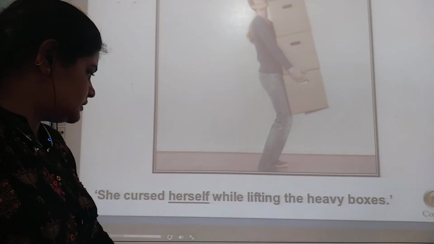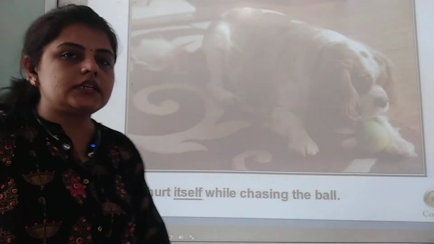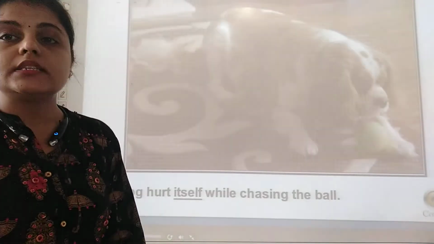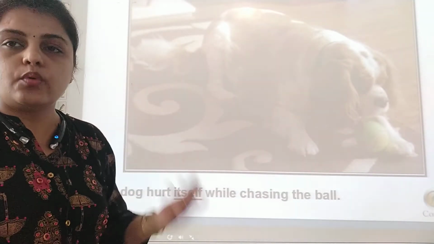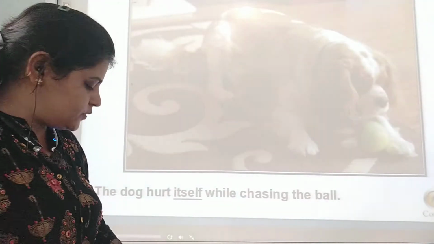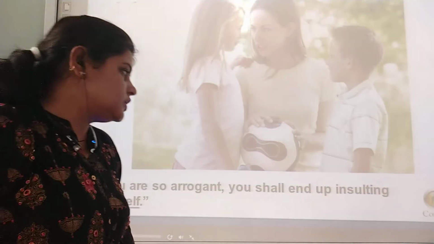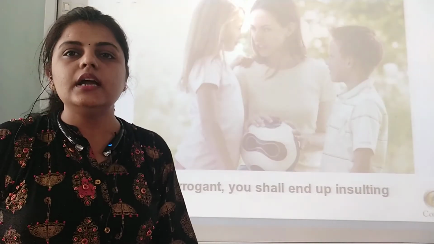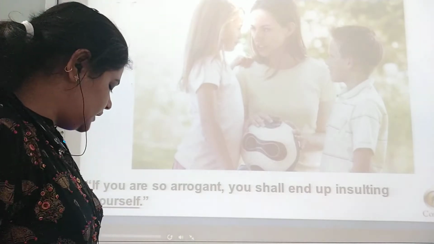See the second sentence. The dog hurt itself while chasing the ball. The dog hurt whom? The answer is coming, itself. So itself is again an object here. If you are so arrogant, you shall end up insulting yourself. Again, yourself is doing the work of an object in this sentence.